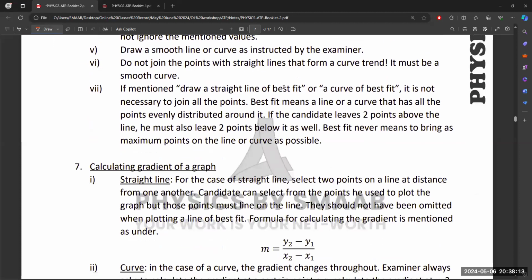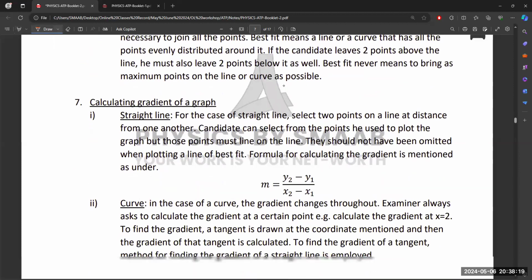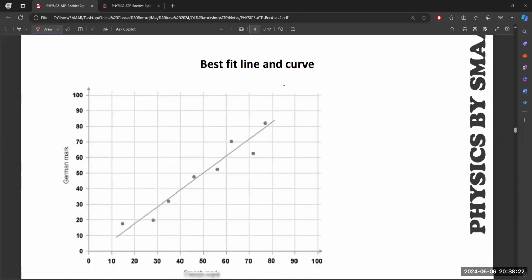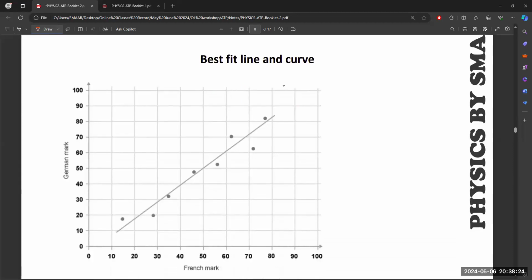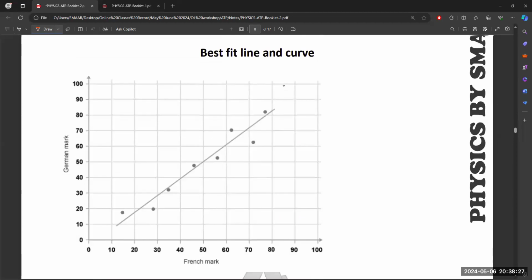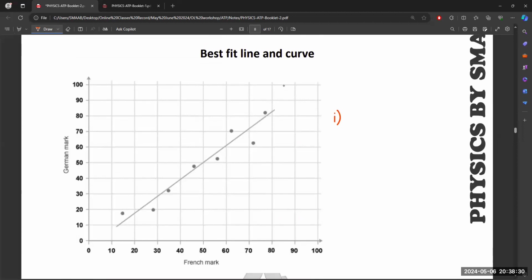Then the concept of best fit. When we have to draw a line or a curved line for best fit, these are some examples of a best fit line and best fit curve. So in the first diagram, this is for the best fit line. And you can see that in this diagram, this line is not passing through any point, right? All points are away from the given straight line. Okay.